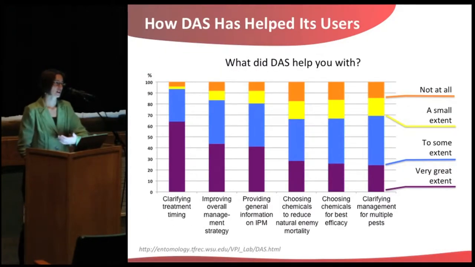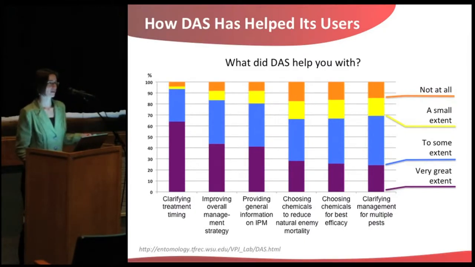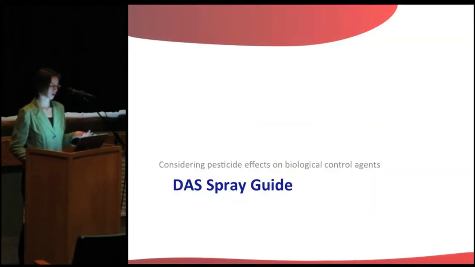We've heard over the years that people like to use DAS because it helps them in deciding when is the best timing for pest management strategies. They say that it helps them with their overall idea of integrated pest management, and it helps with choosing the right kind of pesticides. So today I want to focus a little bit more on the spray guide that we show on the decision aid system.